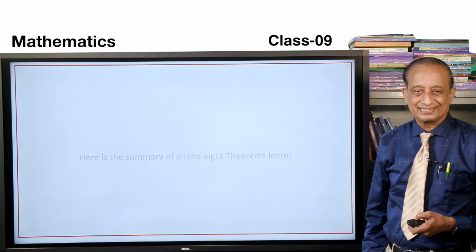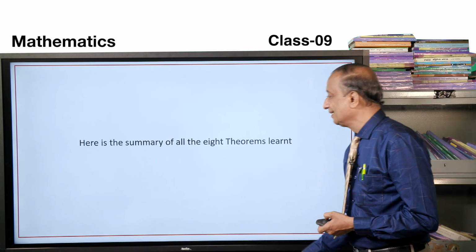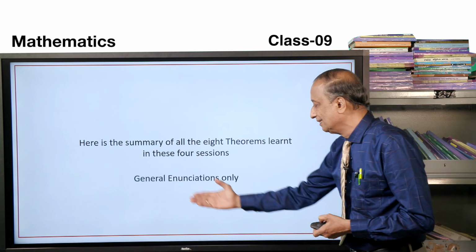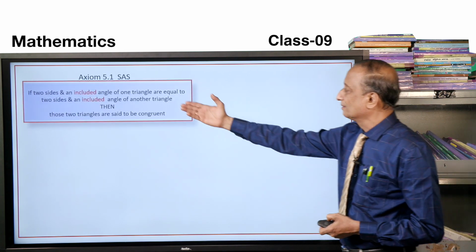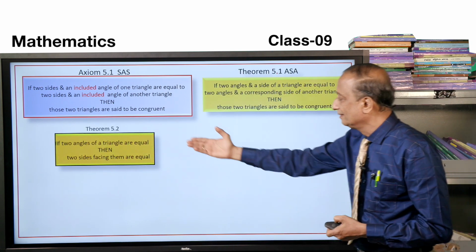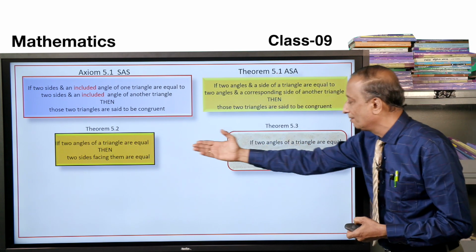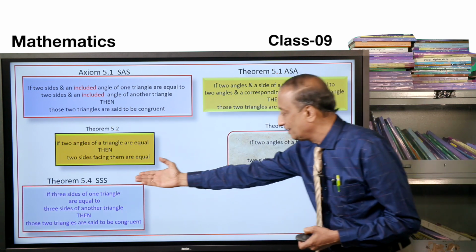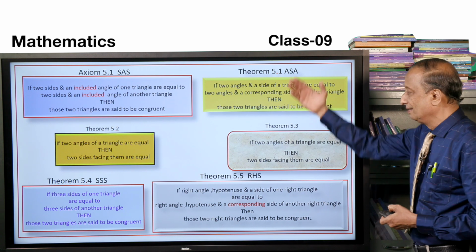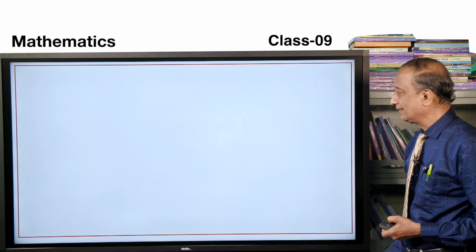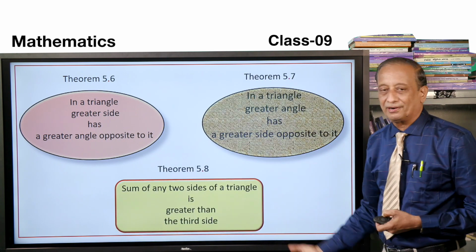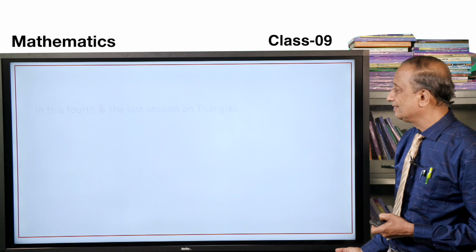So here is a summary of all the 8 theorems that we have learned in these 4 sessions, the general enunciations only. So this is axiom 5.1 SAS, theorem 5.1 ASA, this is 5.2, 5.3 on isosceles triangle, this is theorem 5.4 SSS, this is theorem 5.5 RHS. Okay, you also prepare a chart like this. Now in the next slide you are able to see 5.6, 5.7, 5.8 on inequalities in a triangle.